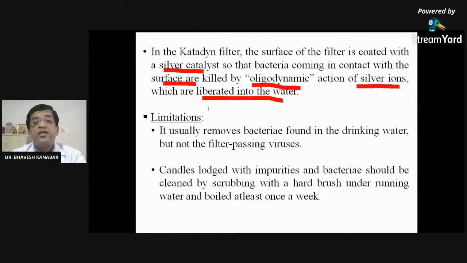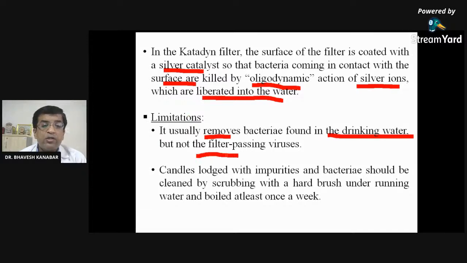How can you measure this TDS? You may have observed that the persons who are selling these ROs, their executives come to you and dip a device, something like a digital thermometer, into the water, and it can easily give the reading. So TDS can be measured in that manner. There are also some filters which use RO plus filtration, both. The limitation of this ceramic filter is that it usually removes bacteria found in the drinking water, but not filter-passing viruses. So bacteria are removed, but viruses cannot be removed.